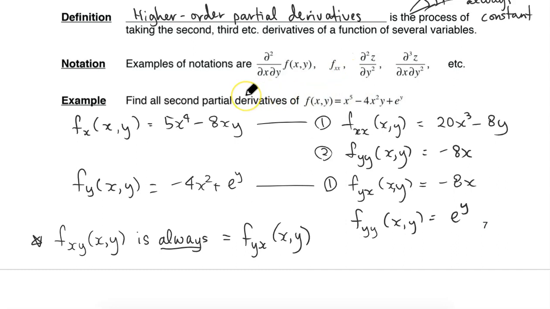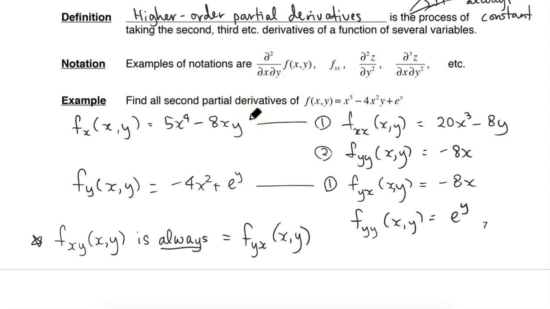So in the example here, we are looking for all second partial derivatives of function f. We are going to calculate the first partial derivative, fx, and we get 5x to the 4 minus 8xy. Since we are here, we might as well calculate the other first partial derivative, so fy equals negative 4x squared plus e^y. So there's 4 second partial derivatives. We'll see in a minute that really there's just 3. But to find fxx, I'm going to have to take the derivative of this in terms of x again, so it becomes 20x cubed minus 8y.